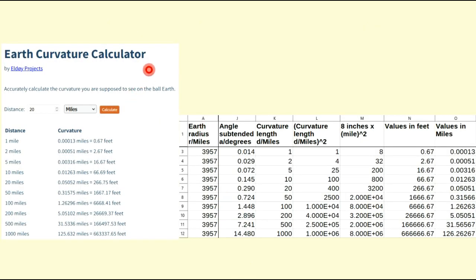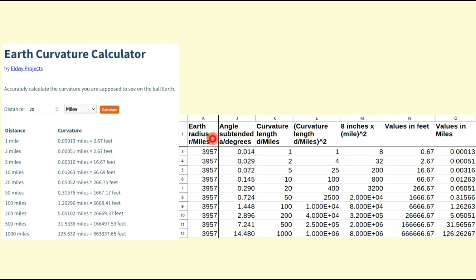Going online, you find the Earth curvature calculator, which gives you an alleged calculation of the curvature you're supposed to see. So from the distance of 1 mile to 1,000 miles, you have a curvature of 0.0013 miles, 0.67 feet, and all the way up to 1,000 miles. I've done the same calculation here on a spreadsheet.